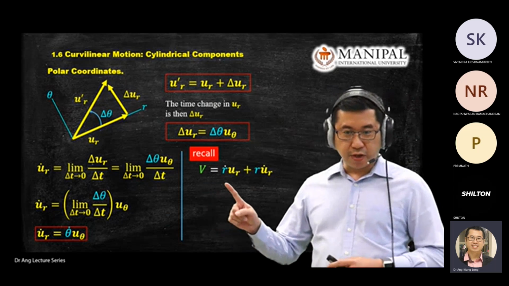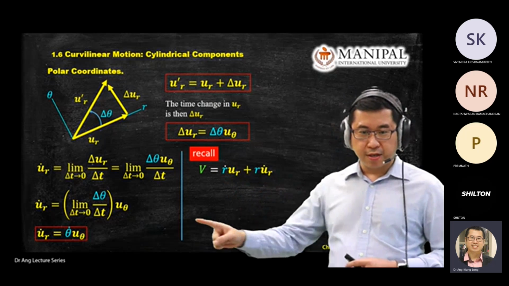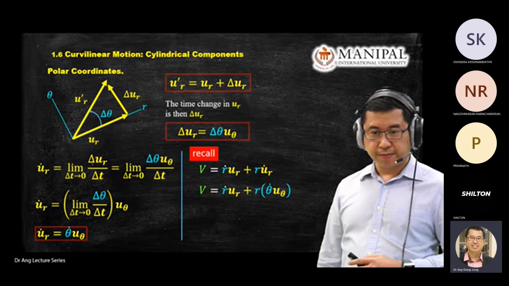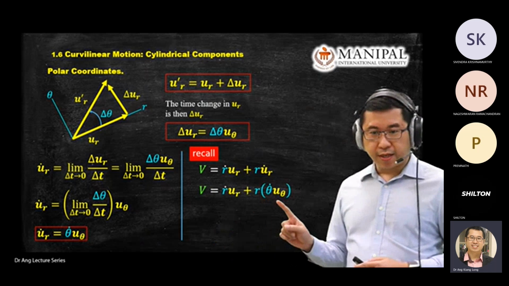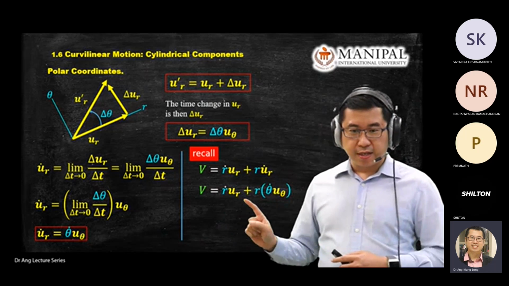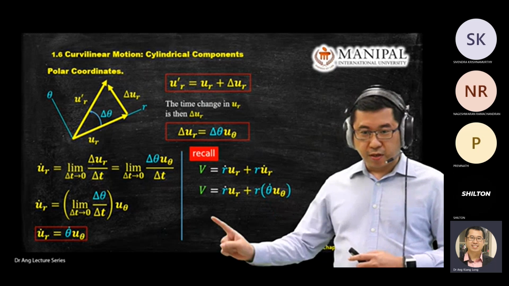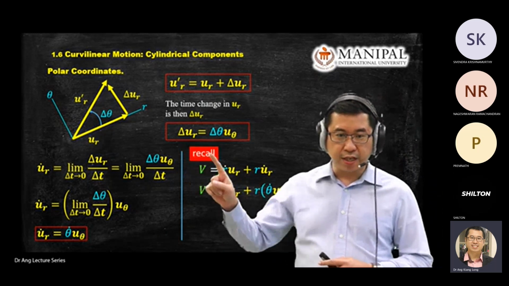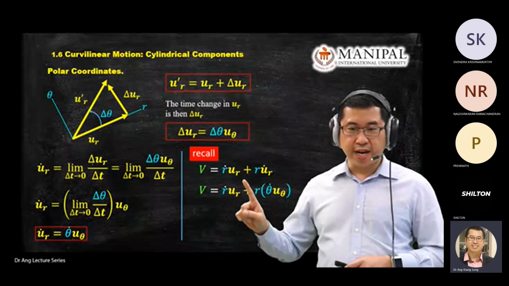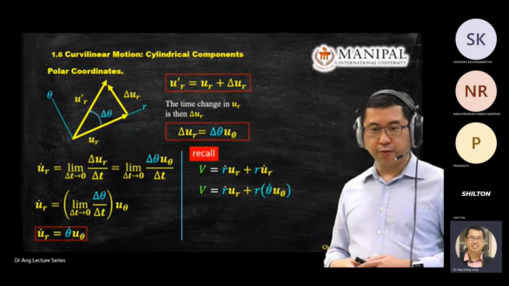Recall the velocity equation just now: v equals r dot u_r plus r u dot r. You have the u dot r equation. Pull that equation and substitute over here. Then you put your u_r on one side and u theta on the other. You have the magnitude and direction in r, and the magnitude and direction in theta. Once you have these, you can always find the magnitude using the square root of this one squared plus this one squared, which gives you the magnitude of v, as you did for acceleration.